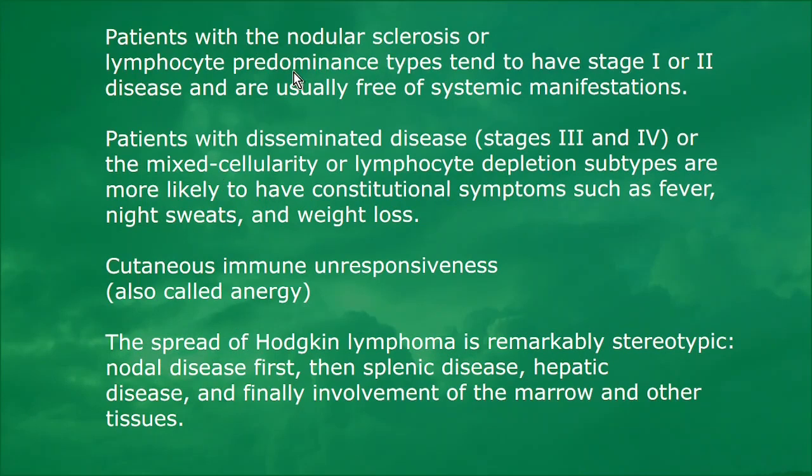Patients with nodular sclerosis or lymphocyte predominant types tend to have stage 1 or 2, and mixed cellularity and lymphocyte depletion present at higher stages, and they are more likely to have B symptoms: fever, night sweats, and weight loss. Anergy can occur in Hodgkin lymphoma. It is basically due to its ability to inhibit immune response. The spread of Hodgkin lymphoma is very predictable, stereotypical. It affects nodes first, then the next group of nodes, then goes into the spleen, then liver, and finally the marrow and other tissues.